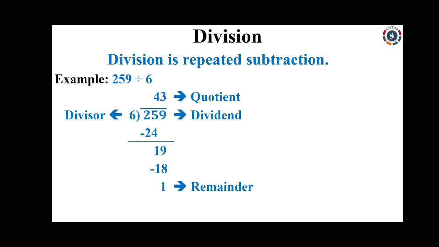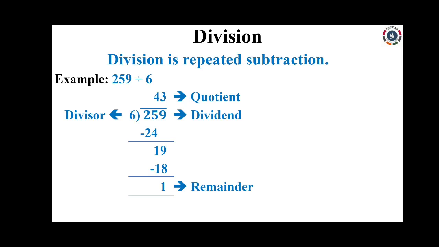2 we cannot divide by 6. Usually we do addition, subtraction and multiplication from the right side, but division we have to start from the left side. Here on the left side the first number is 2. 2 we cannot divide by 6. So regroup. 25.